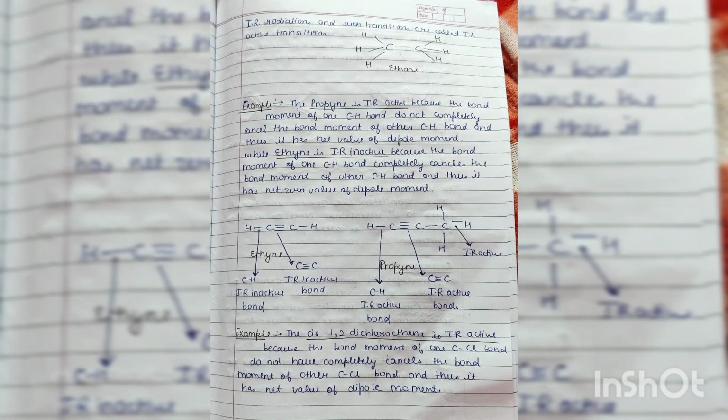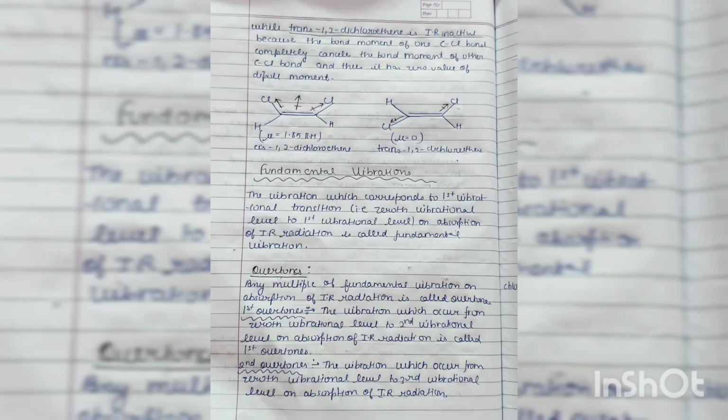Next example, cis 1,2-dichloroethene is IR active because the bond moment of one CCl bond does not completely cancel the bond moment of the other CCl bond and thus it has net value of dipole moment. While trans 1,2-dichloroethene is IR inactive because the bond moment of one CCl bond completely cancels the bond moment of the other CCl bond and thus it has zero value of dipole moment.